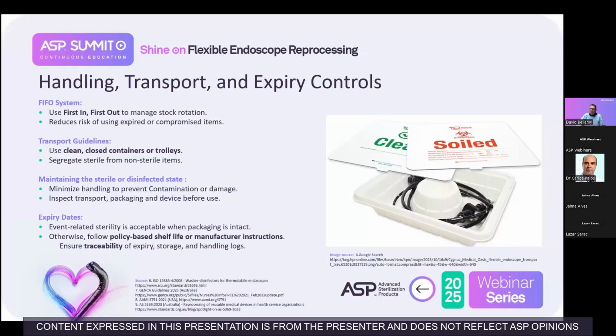So all expiry dates and handling events must be logged as well, electronically or manually, for traceability. And looking at how we manage our scopes, having a first in, first out system, also making sure that we validate our transport protocols, our sterile barrier integrity, clear expiry tracking, and the chain of accountability must be visible as well.